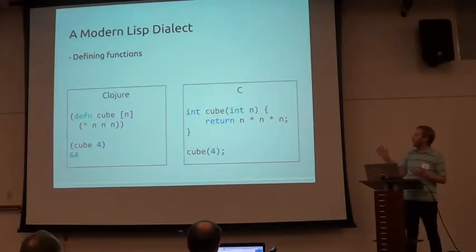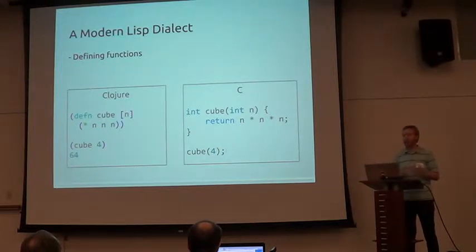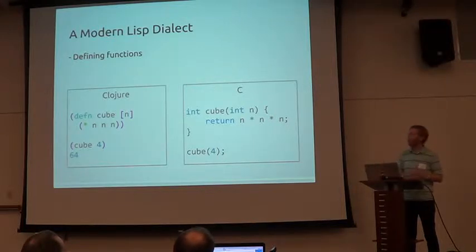And you can see there's one thing on the right-hand side that we don't have on the left-hand side, and that's the data types, right? On the right side, we specify that we're taking in an int parameter, and we're returning an int. We don't have that in Clojure at all.